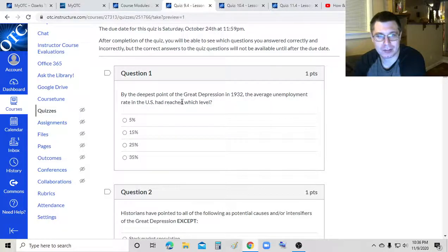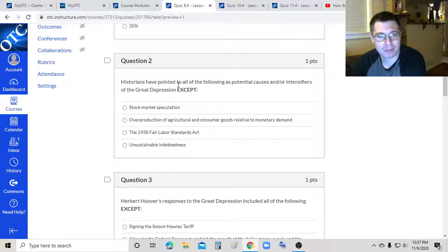By the deepest point in the Great Depression in 1932, the average unemployment rate in the U.S. had reached 25%. Historians have pointed to all of the following as potential causes and or intensifiers of the Great Depression, except, so was there stock market speculation? Yes. Overproduction of agricultural and consumer goods relative to monetary demand? Yes. The 1938 Fair Labor Standards Act? Well, no. That would make sense because that's coming much after the Great Depression, and the start of it, 1929. So that would be our exception right there. Unsustainable indebtedness? Yes. So our exception is this one.